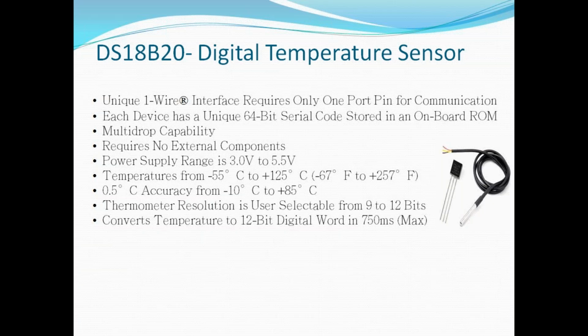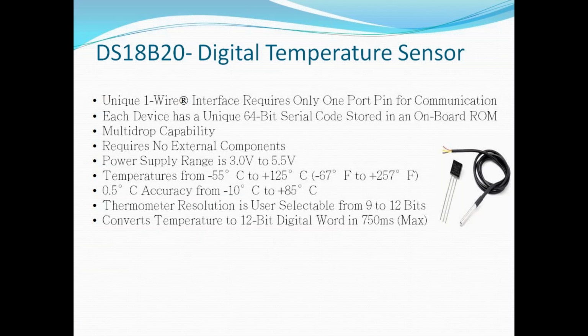Now the accuracy is 0.5. That means if the temperature sensor is giving some fluctuating value, it will not fluctuate more than 0.5 degrees centigrade, and it is stable up to 85 degrees centigrade. Though 85 degrees is recommended, we have checked that only when the temperature goes beyond 100 degrees centigrade will it give certain malfunctioning. It gives some wrong result.